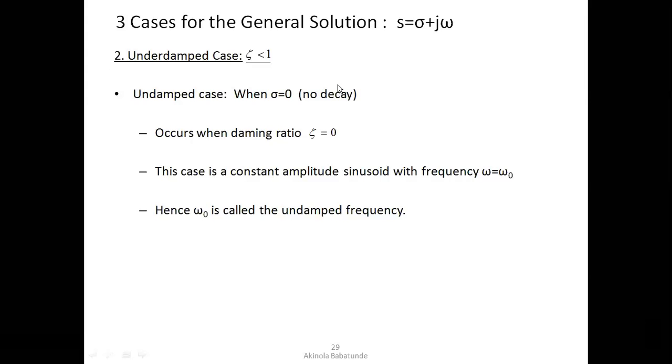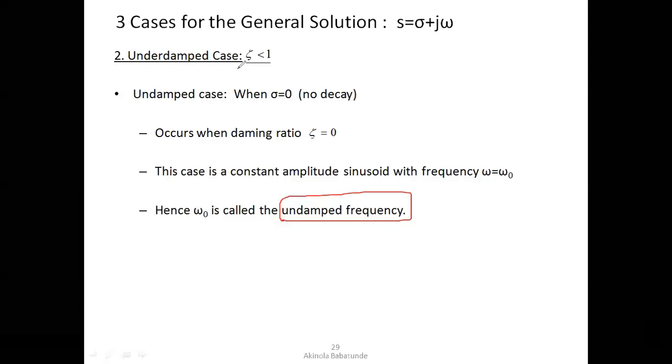You only get your undamped frequency when zeta is 0, and then this real term here is equal to 0. That leads you to being able to find your undamped frequency. This is very important for you. You should pay attention to it so you don't get confused when terms like this are used in problems.